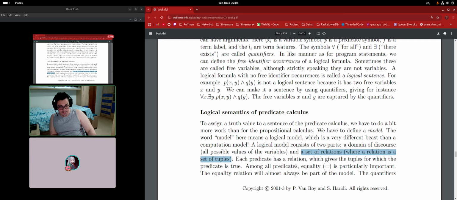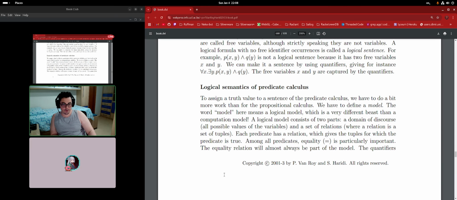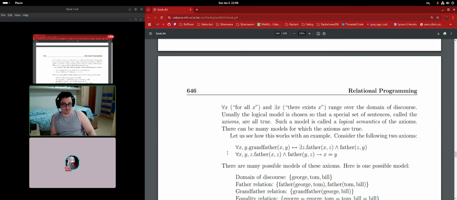Each predicate has a relation, which gives the tuples for which the predicate is true. Among all predicates, equality is particularly important. The equality relation will almost always be part of the model. The quantifiers "for all" and "there exists" range over the domain of discourse.